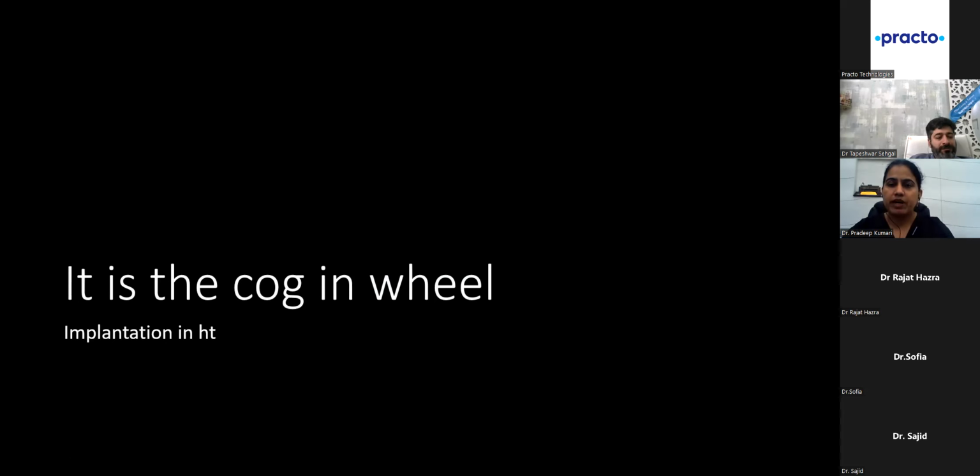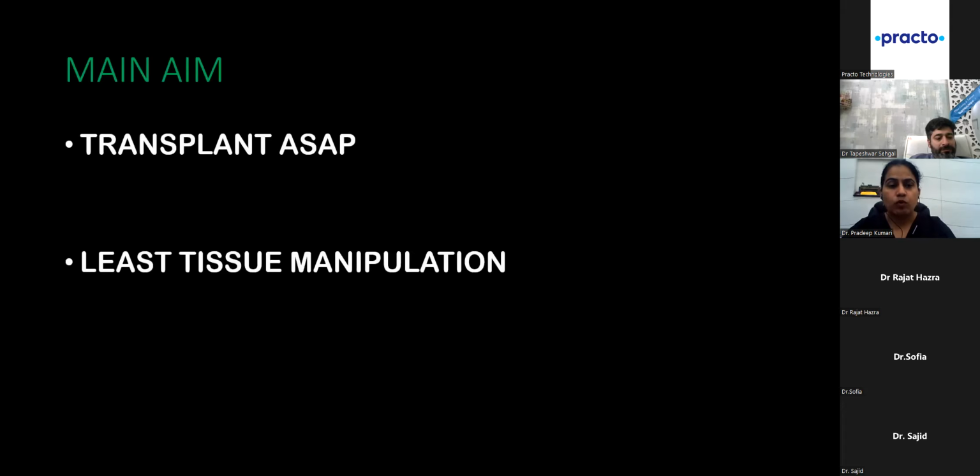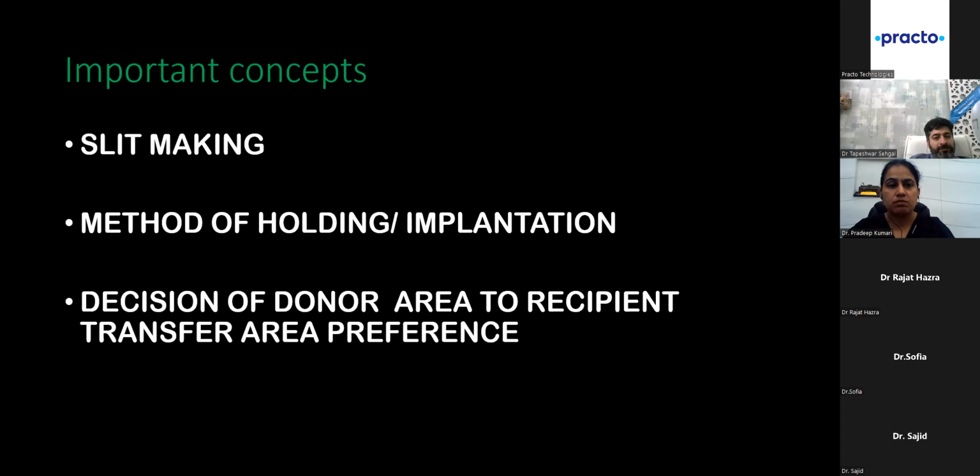But what happens in implantation? Implantation is done by the trained technician, and this is where the majority of the expertise comes in. The main aim of transplantation, once we have extracted the follicular units, is least tissue manipulation and transplanting as soon as possible. There would be 2-3 steps to this. First is slit making. Again, the surgeon has to do it, and then the method of holding or implantation of the grafts, and the decision of donor area to recipient area preference.